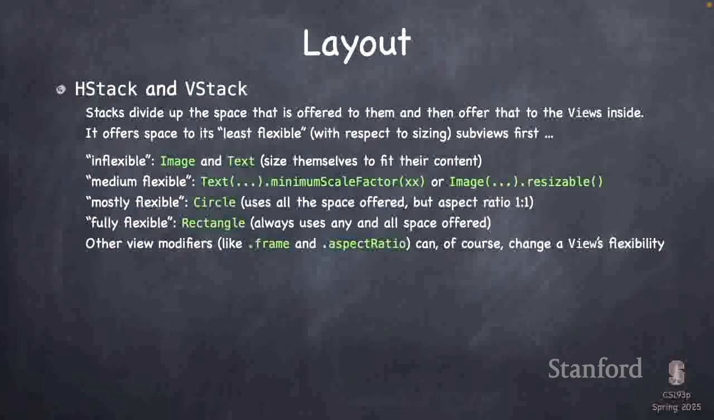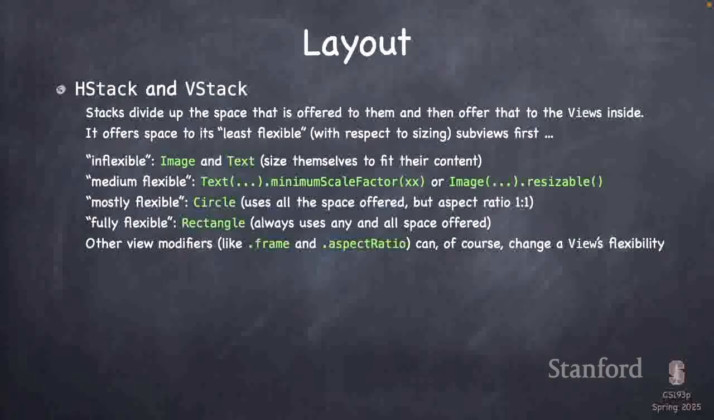And there's another view modifier we haven't talked about for image called resizable, that will allow the image to now scale its bits up and down, especially down. You don't want to scale an image's bits too much up or it starts to get grainy, right? But it certainly can scale down. Then there are views that are mostly flexible, like a circle. A circle, if you offer it space, it's going to take all the space you offer it, except it's going to be 1-to-1 aspect ratio. So it's a little less than fully flexible, but it's pretty darn flexible.